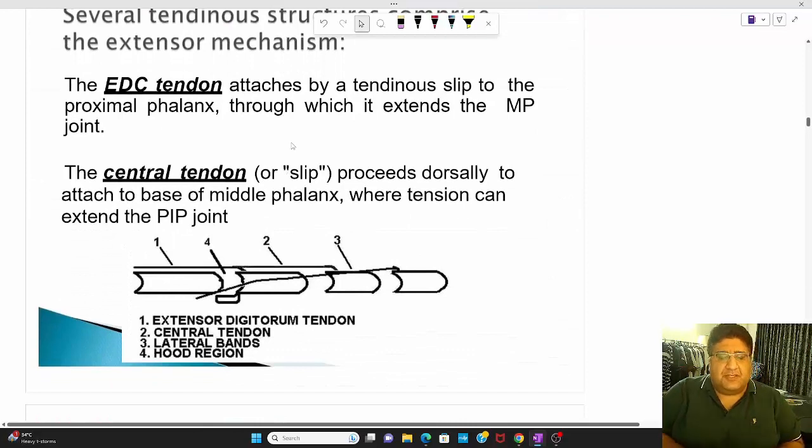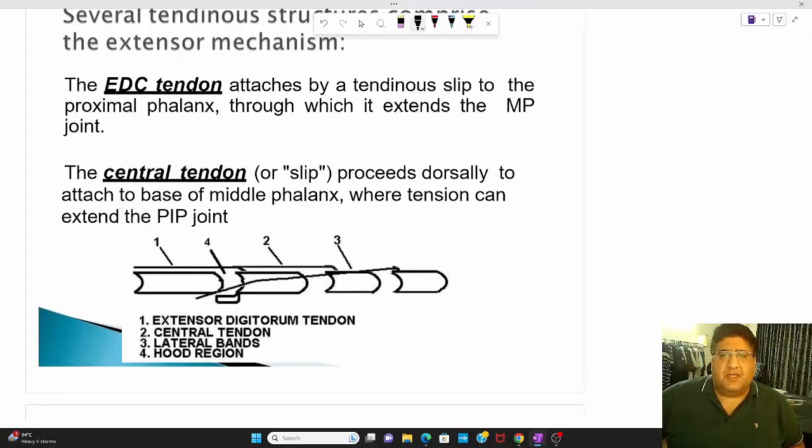So I'll just revise whatever I have discussed with you. You have an EDC tendon, we have spoken about it. It attaches with a slip onto the base of the proximal phalanx, through which it extends the metacarpophalangeal joint. We have already understood that. Then I told you after that it will give you what? The central slip. After that it will give you the central slip or central tendon, whatever you want to call it. I have a habit of calling it a slip.